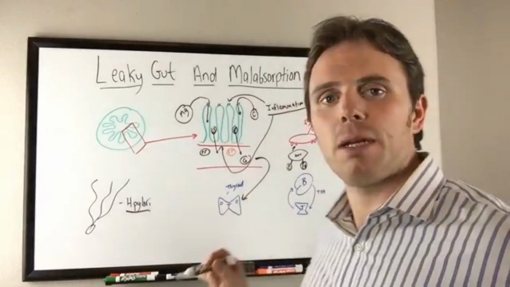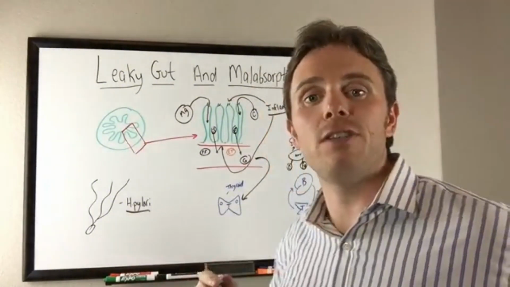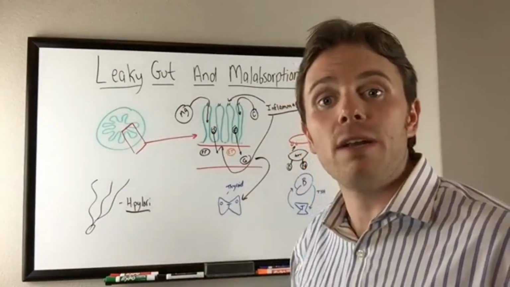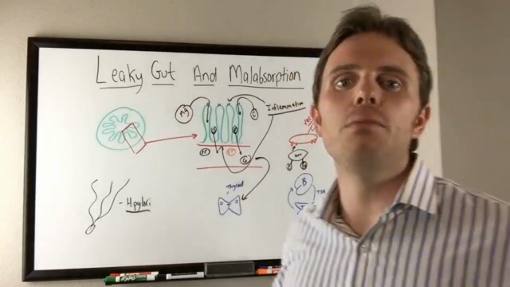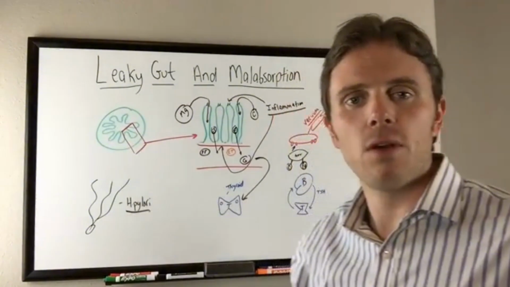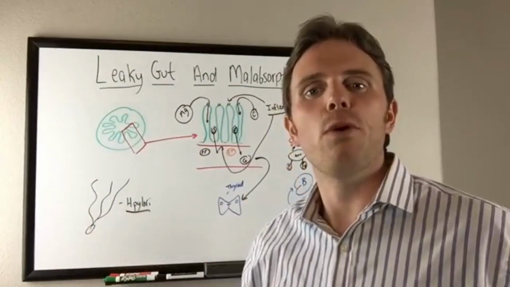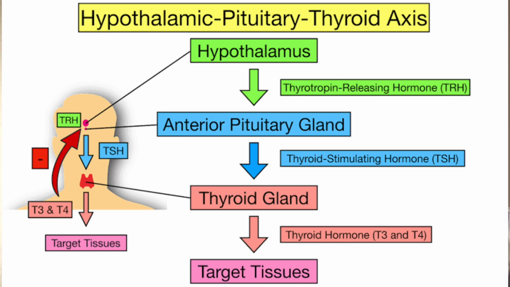In one study, I'm going to put in the references below the video, they found that patients that had atrophic gastritis or H. pylori infections needed more thyroid hormone, up to 20 to 30% more thyroid hormone. Okay, what does that mean? What's the takeaway? It means they needed more thyroid hormone because they weren't absorbing it.